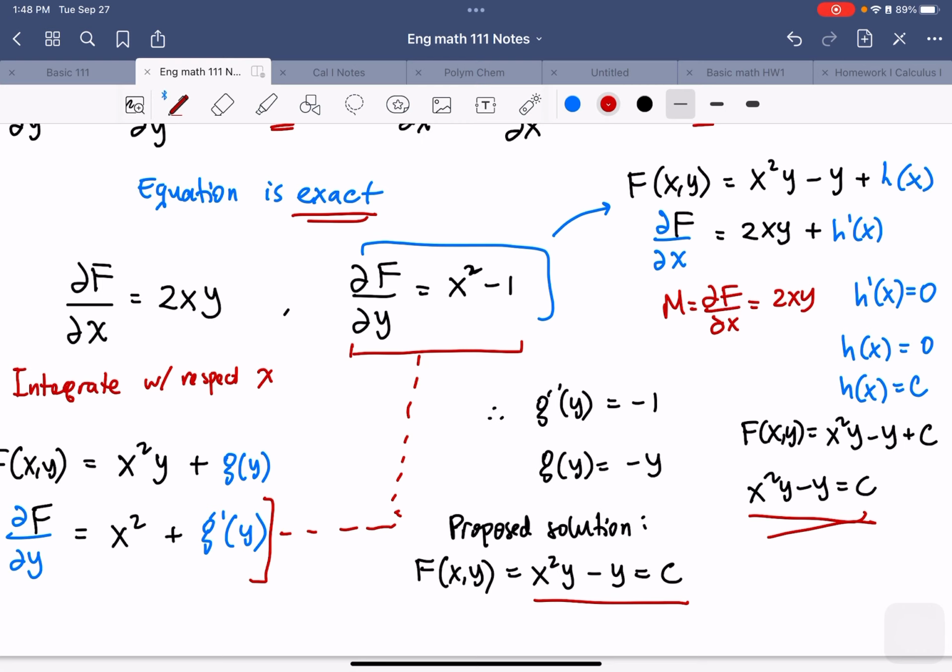Remember that if you have h prime equal to 0, which means that if you think to integrate that, maybe there will be a constant, right? There will be a constant, or it's just 0. It is also possible to make a solution.